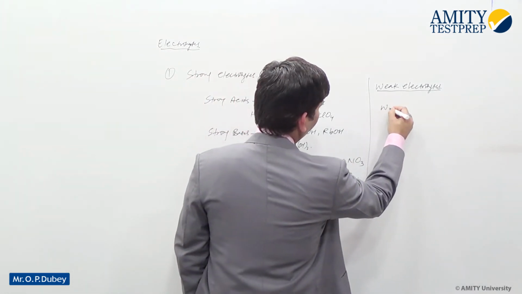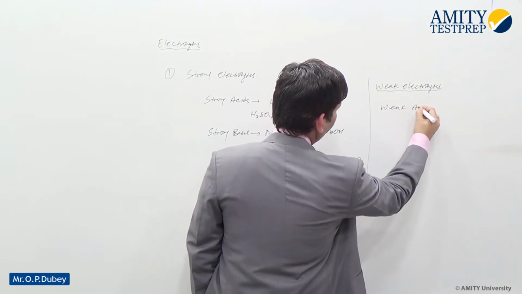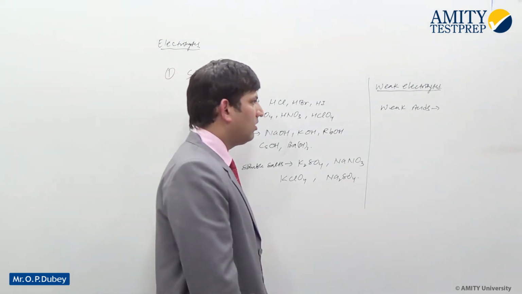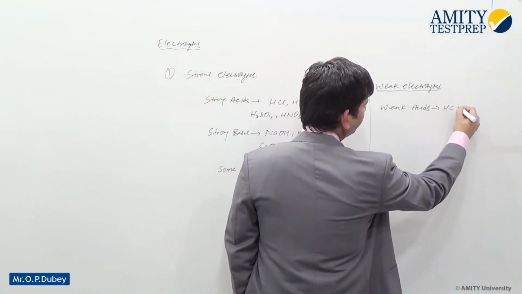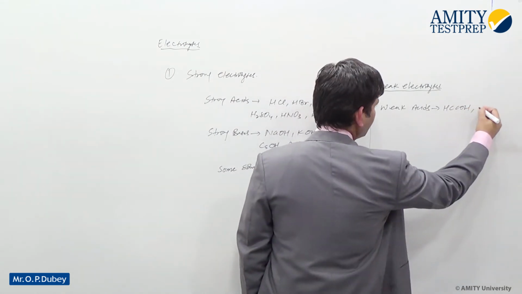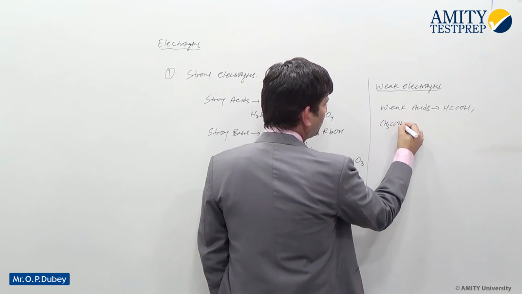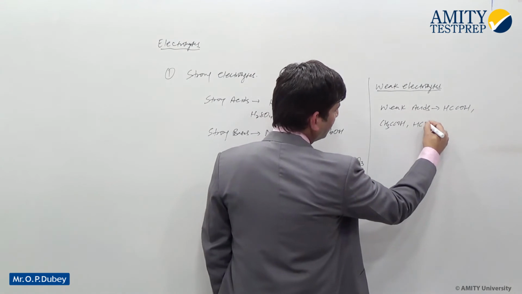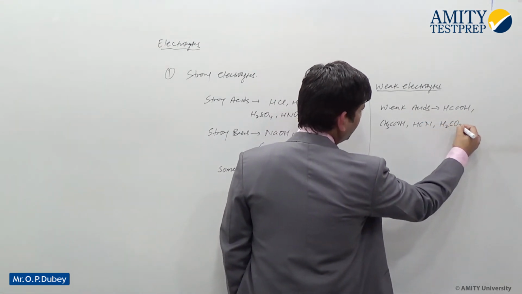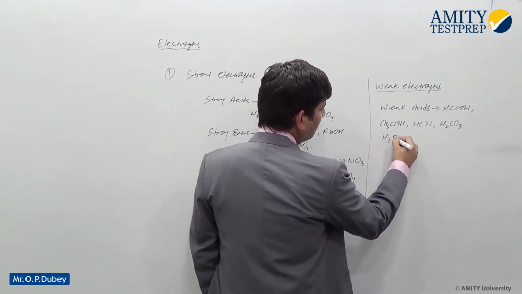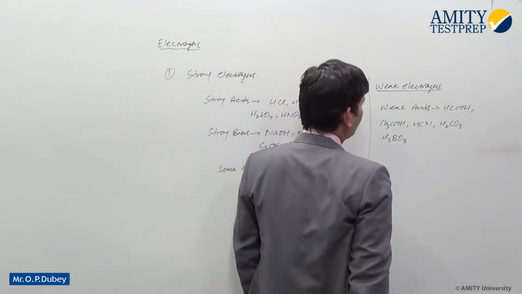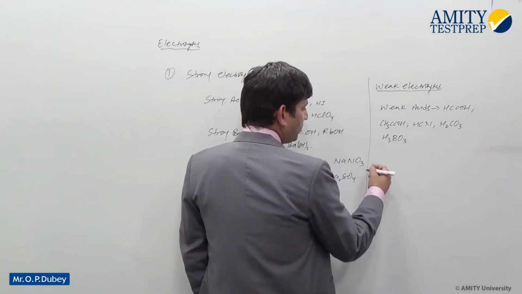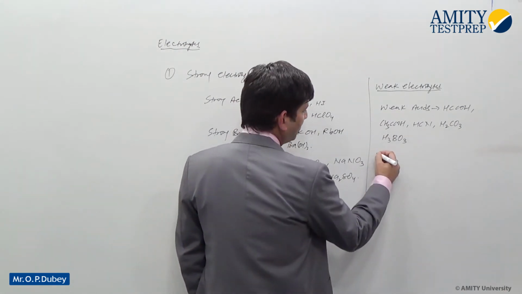The examples of weak electrolytes are weak acids. Most of the organic acids are weak acids. Some mineral acids are also weak acids, like formic acid HCOOH, CH3COOH acetic acid, and mineral acids which are weak electrolytes, like HCN, H2CO3 carbonic acid, H3BO3 boric acid. They are weak acids which do not ionize or dissociate 100%; they dissociate to a very small extent.